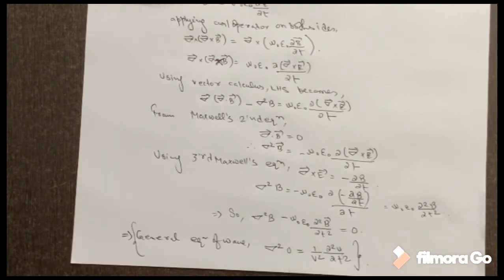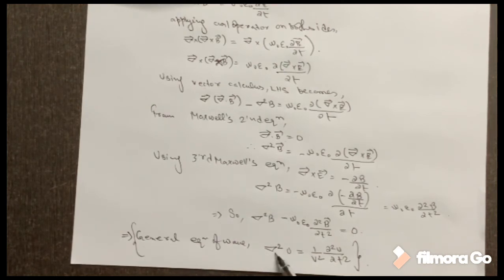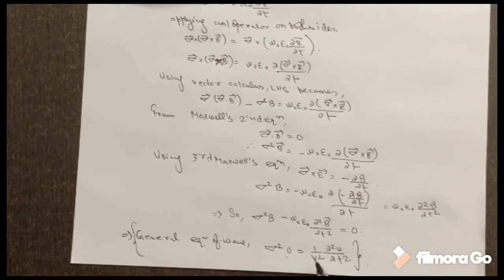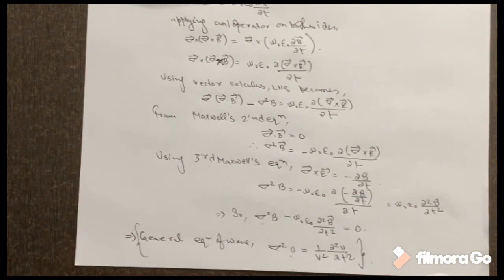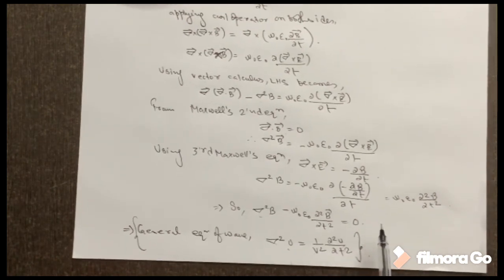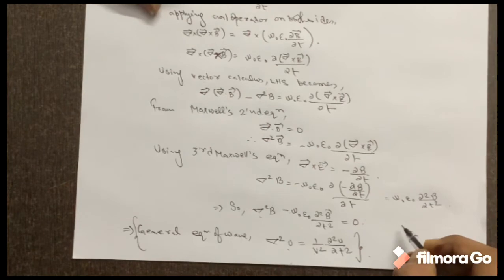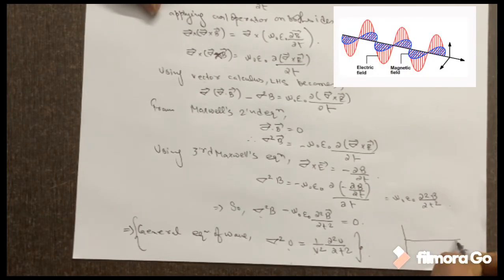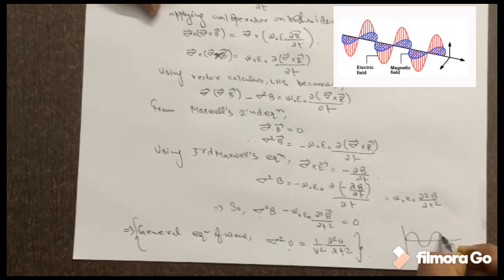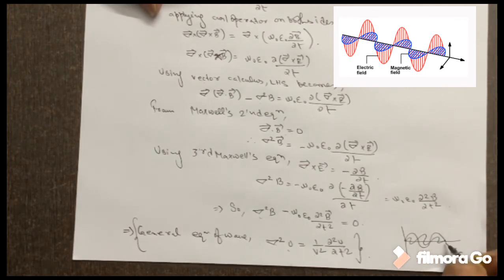Both the equations that we got are the same as the general wave equation, that is del square U is equal to 1 by v square times del square U by del t square. That means that these two quantities, the magnetic field and the electric field, are the two constituents of electromagnetic waves that move in a wave pattern, as in light, and they constitute the electromagnetic wave.